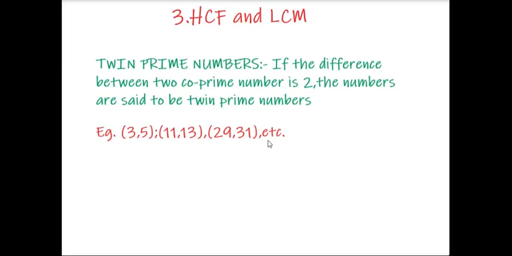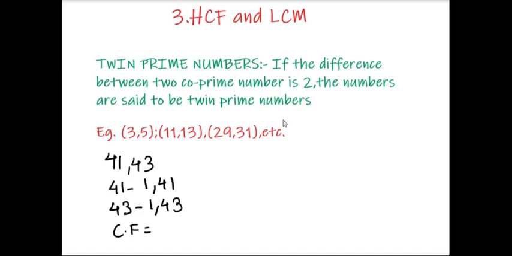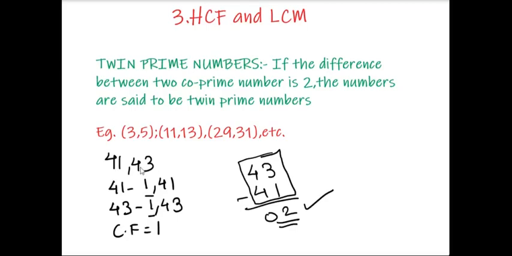Also, if we take 41 and 43, just see on the screen once again. 41's factors are 1 and 41. They are prime numbers, no? 43's factors are 1 and 43. Common factor between them is 1. So, they are co-prime. Yes, 41 and 43 are co-prime numbers. Now, if you see, 43 minus 41, the difference is 2. So, such numbers which are co-prime and the difference between them is 2, this pair is called twin prime numbers. Did you all understand here? What are twin prime numbers?